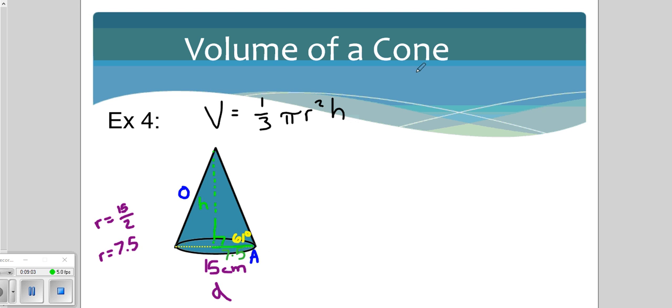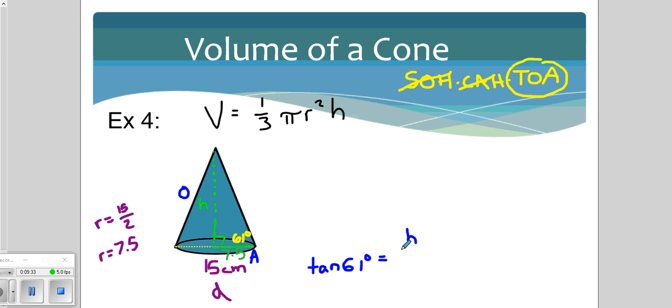So if we think back to SOHCAHTOA, we would look for which one of these utilizes the opposite and the adjacent. So it's not sine, it's not cosine, it's tangent. Opposite and adjacent. So my setup for that part would be that the tangent of our angle, which was 61 degrees, would equal the angle's opposite, which we have labeled as h, over the angle's adjacent, which we have labeled as 7.5. And then we just want to get that by itself, so I'll multiply that over. And that is my height.